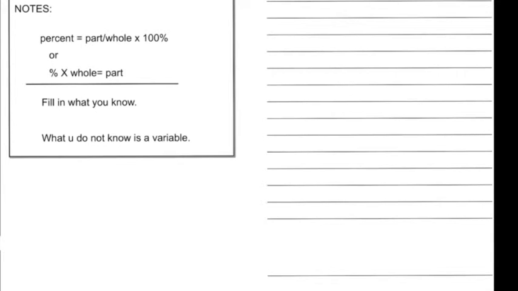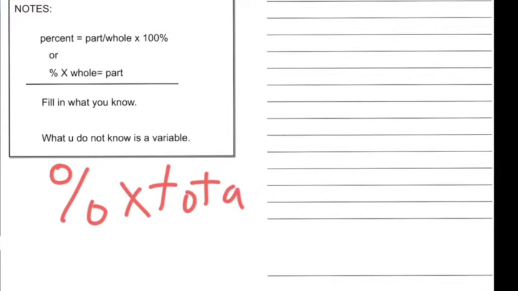So when you're doing a percent, basically you have a formula, and this formula will help you with everything. You're given a percent, you multiply it by your total, or the whole, and that will give you an amount. All you need to remember is to fill in what you know, and what you don't know is a variable.